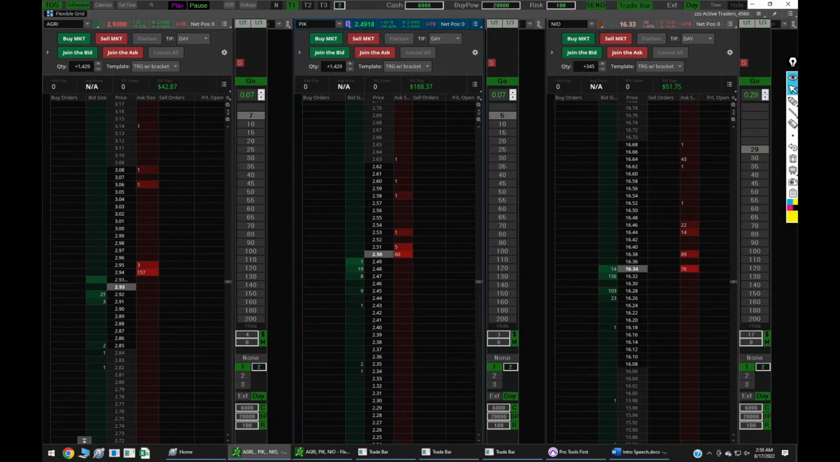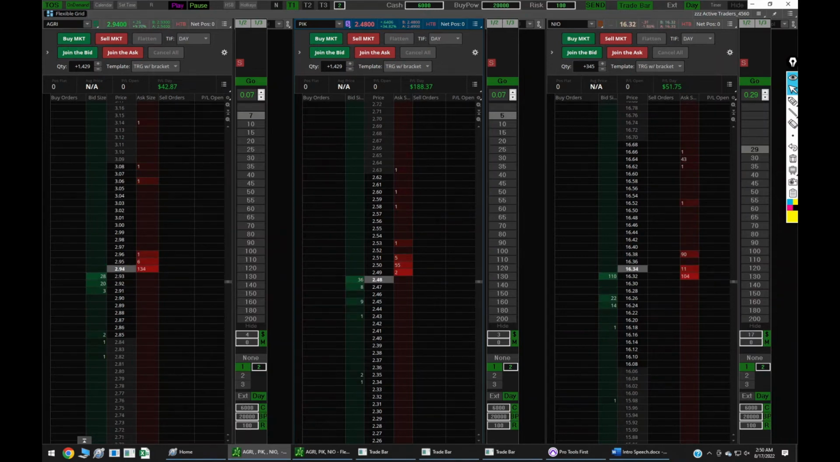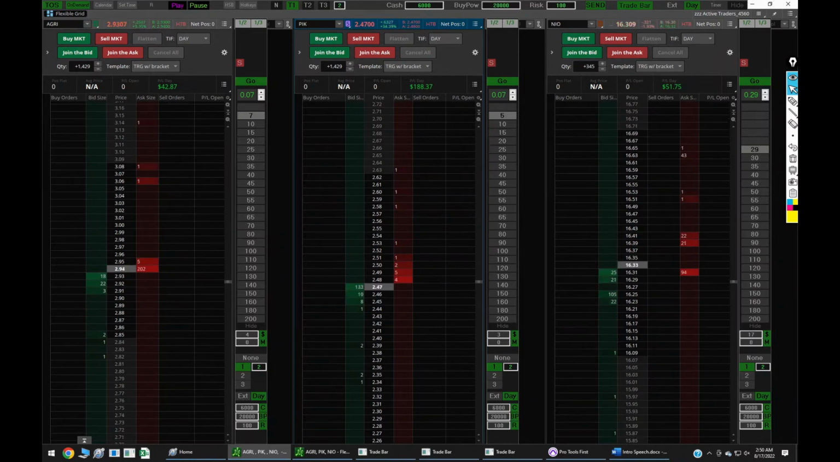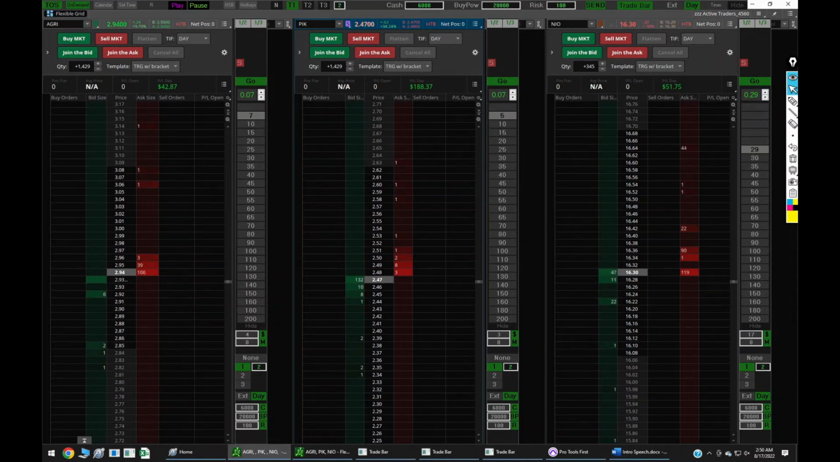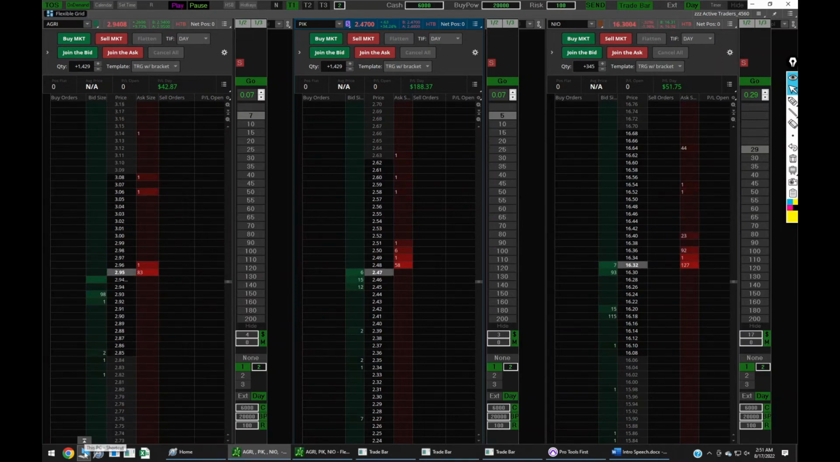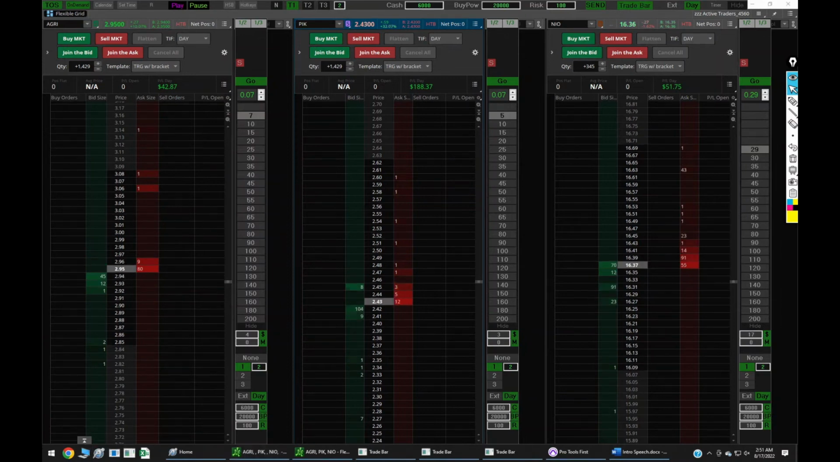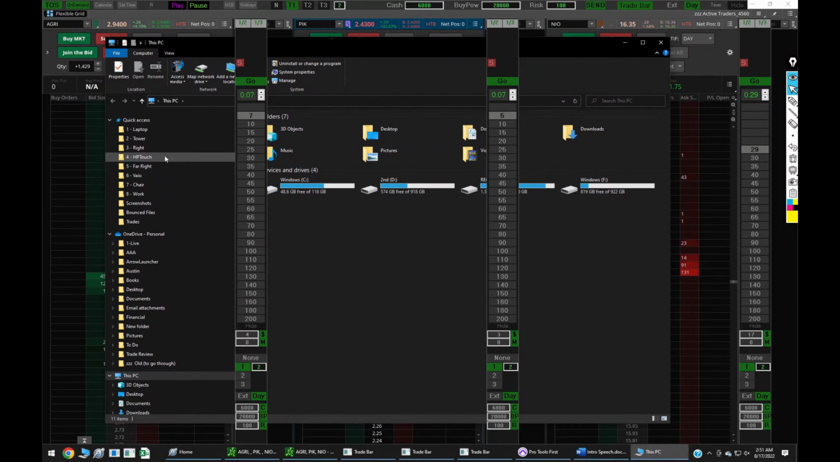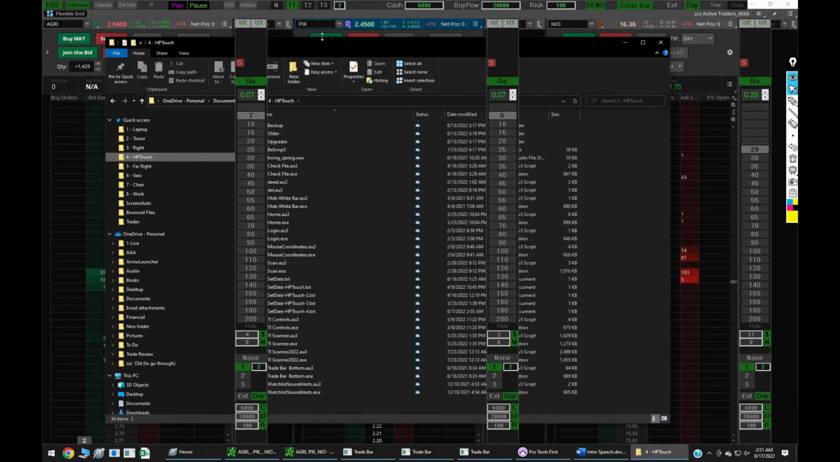I am kind of curious to see if we actually get a breakout today. I'm not seeing much happening on the high of day momentum scanner. I could show you if anybody wants to see my high of day momentum scanner.